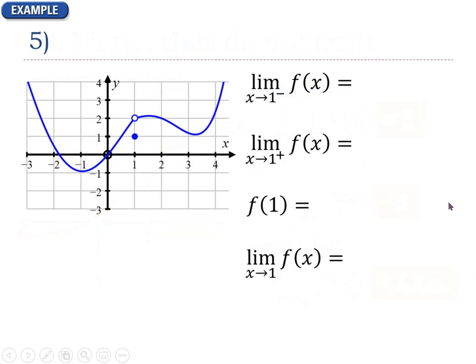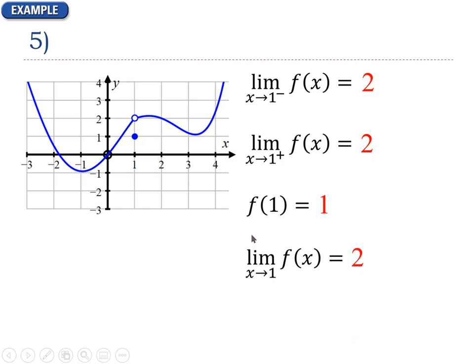Here's another situation. We're looking for the limit as x approaches 1. At 1, we've got the output is 1, but we've got a hole up there at (1, 2). Remember, it doesn't matter what's happening when x is equal to 1. It matters what's happening when x is approaching 1 from the left and from the right. So as you approach 1 from the left, it's 2. As you approach 1 from the right, it's 2. And f(1) is 1. But the limit is 2. Since your left-hand limit and your right-hand limit are the same, that limit is 2.